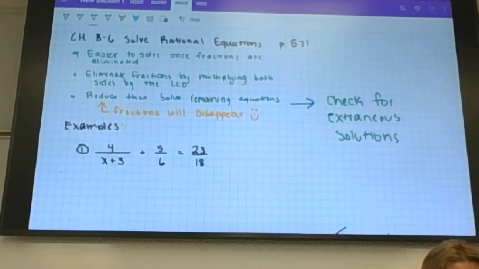What? All right, what is the LCD? So, I want to get rid of all three of these fractions. So I'm really focused on x plus 3, 6, and 18. The least common denominator. If I was picking a common denominator here, Emily, please stop your conversation. What would I pick?